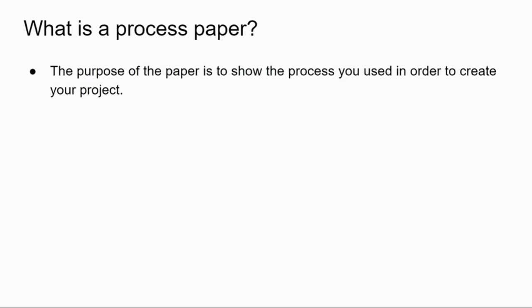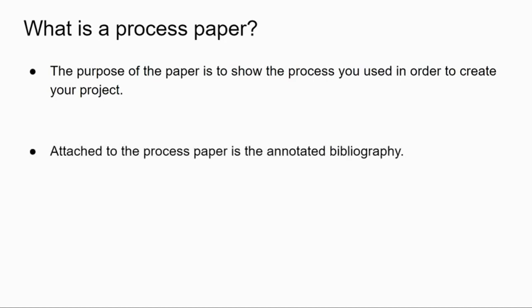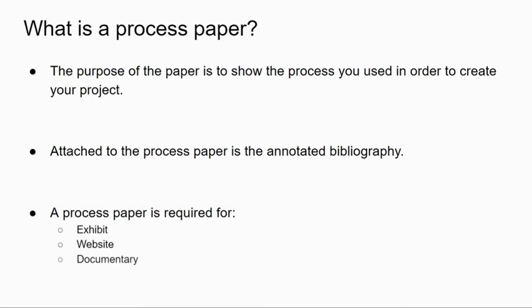The second part then is the process paper. And again, if you're doing a historical paper, you do not have to do these 4 paragraphs. Everybody else, though, will be answering these 4 paragraphs. The process paper is basically to show how you created your project. And it is attached then after the title page in front of the annotated bibliography. It is required for if you are doing an exhibit, a website, a documentary, and a performance. If you are doing a historical paper, remember, this is not something that you have to do. This is where your paper goes in this grouping.